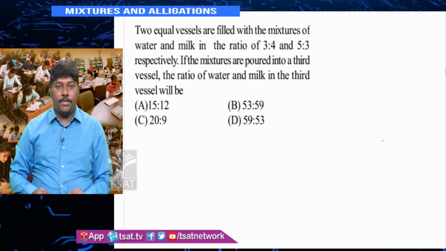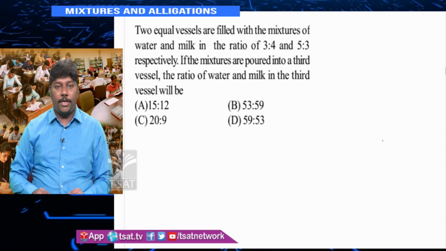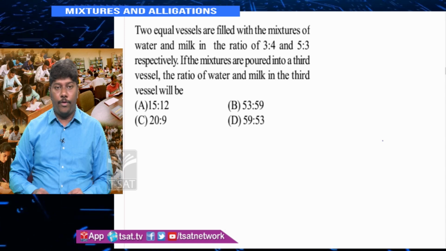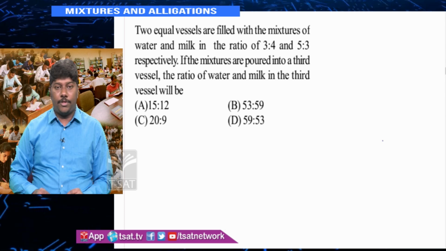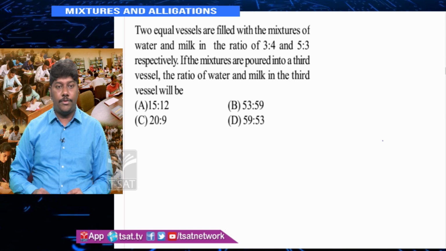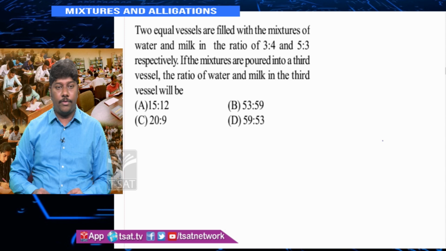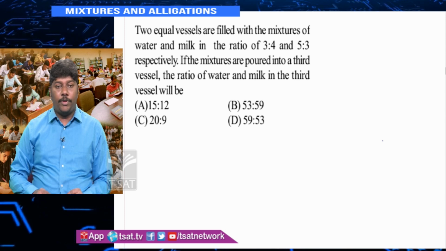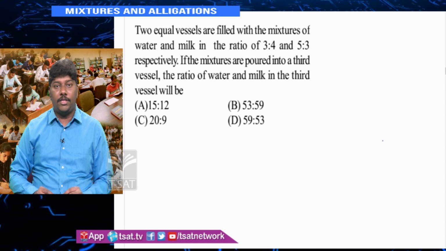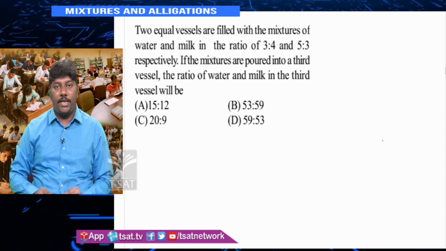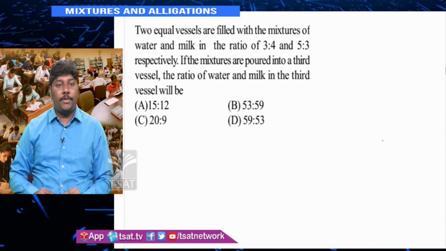Two equal vessels are filled with mixtures of water and milk in the ratio 3:4 and 5:3. So in the first one, water and milk are in the ratio 3:4. In the second one, water and milk ratio is 5:3. If the mixtures are poured into a third vessel, instead of saying mixing, he is saying you are pouring these two mixtures in the third vessel. The meaning is you are mixing these two mixtures.